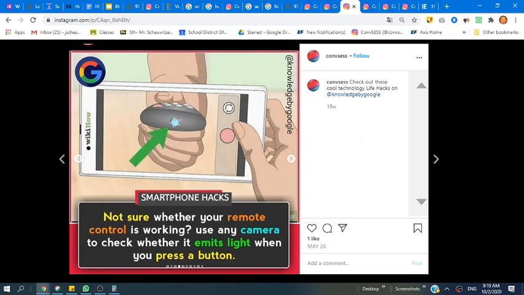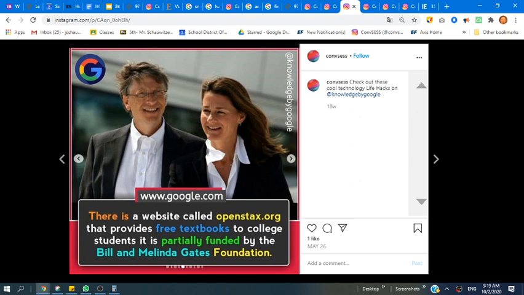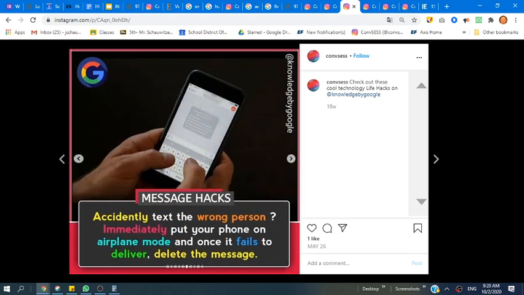Not sure if your remote control is working? Use any camera to check whether or not it emits a light when you press a button. There's also a website called openstack.org that provides free textbooks to college students and is partially funded by Bill and Melinda Gates. You can actually look online to find different textbooks. Kind of cool nowadays. If you accidentally text the wrong person, immediately put your phone on airplane mode, and once it fails to deliver, delete the message.